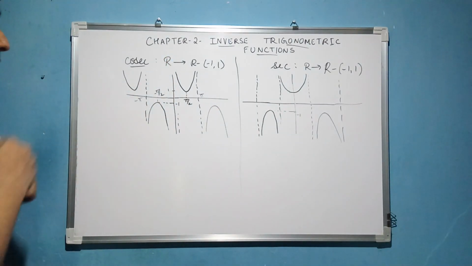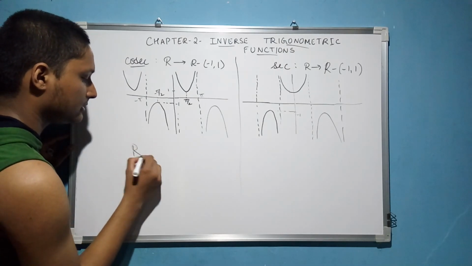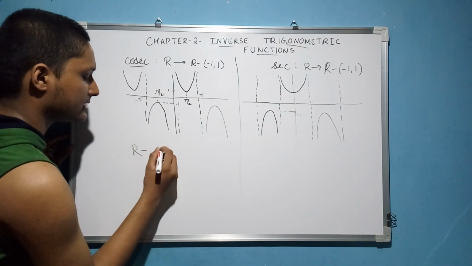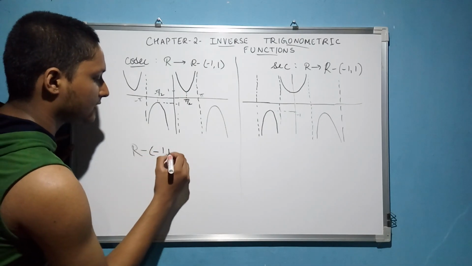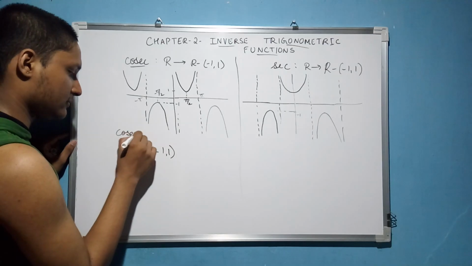So by a clue, however this is going to be the same, right? It is going to be R minus (-1 to 1) is the domain for the cosec inverse function.